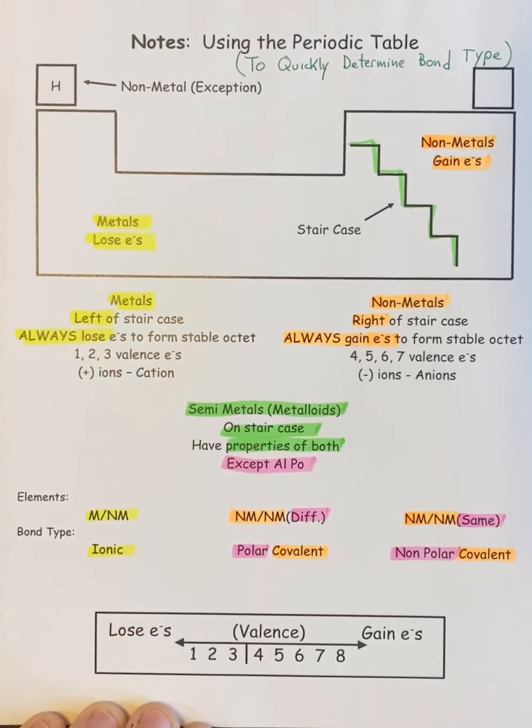And then this is just a review of what you do in terms of the octet rule, and we talked about this. So this was just a quick review of what's on the periodic table, what the different types of elements want to do to become stable, and how to quickly identify the bond type.